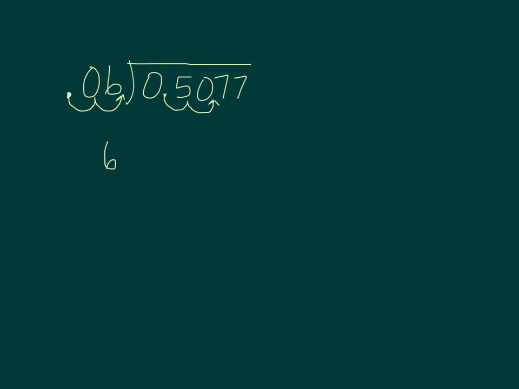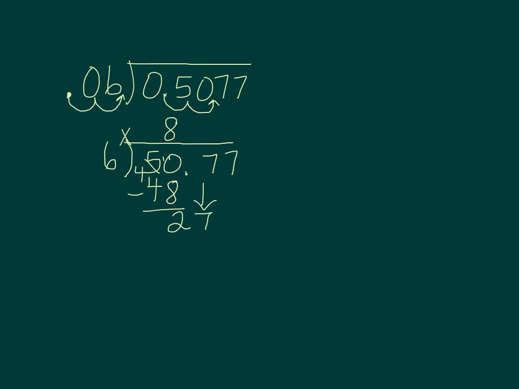1, 2. So let's rewrite that problem, and now I would have 50 and 77 hundredths divided by 6. And so now let's divide that. 6 times what is close to 50? 6 times 8 is 48. And 50 minus 48 gives me 2. And I bring down the 7. And then 6 times what is close to 27? 6 times 4 is 24.